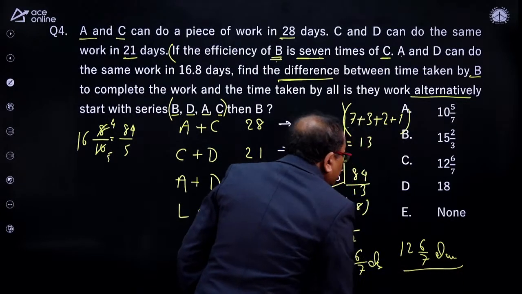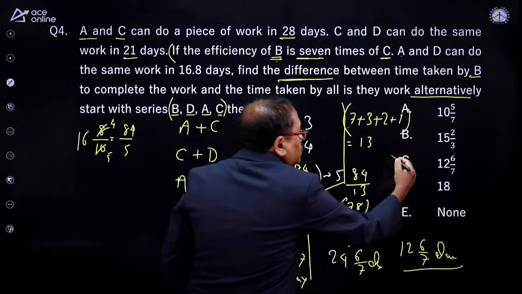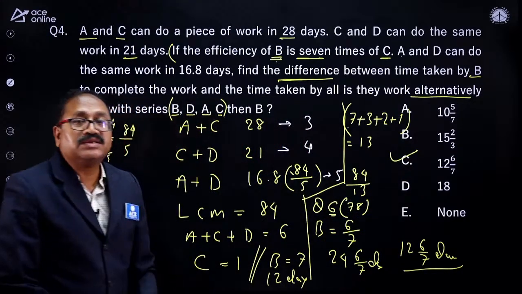ये आंसर होना चाहिए. कहीं पे आंसर है 12 6 by 7 days. Option choice C.